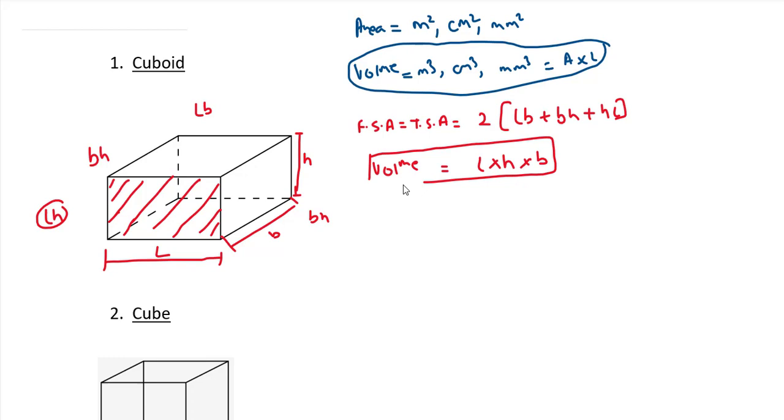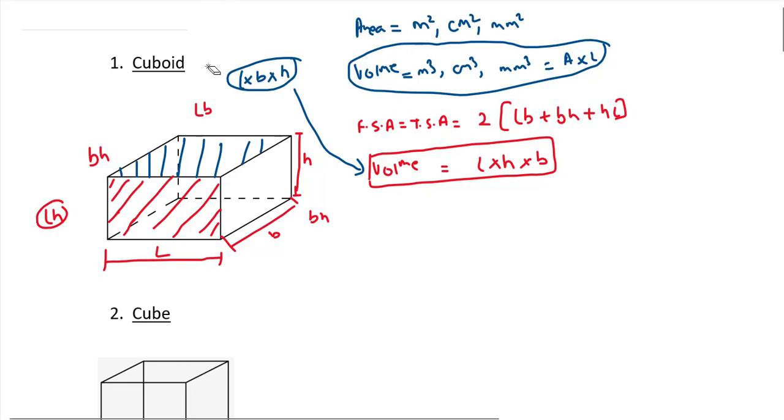So for finding the volume of any 3D figure, take any one area and multiply it with the third dimension. So if you had considered this top area, which is given by L into B, we will multiply it with the third dimension, which is the height H, which will give you the volume, which is obviously going to come out the same. Okay, so this is all about the volume and the flat surface area in case of a cuboid.